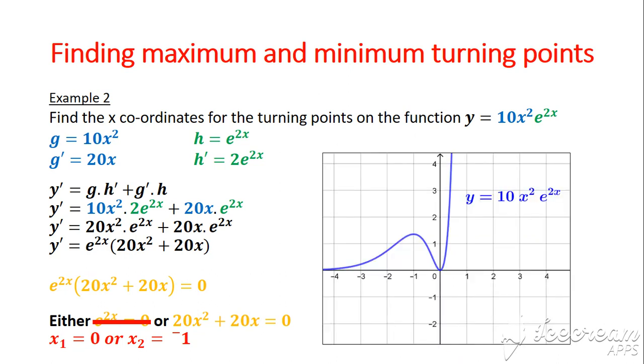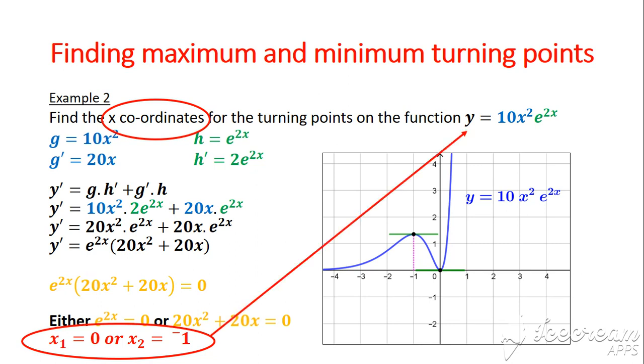Right, well here's a picture of what this crazy function looks like. And we have worked out that there are two turning points, one when x is 0 and one when x is negative 1. Here are the two turning points where the gradient is equal to 0. Now notice the question asks for the x coordinates, which is what we've found. If we had to find the y coordinates, we'd go and substitute the x coordinates into the y rule.